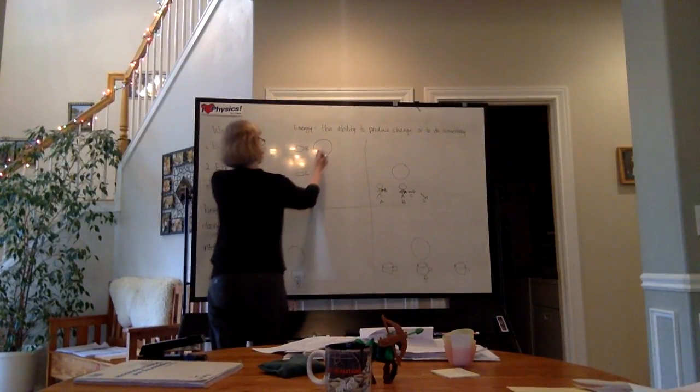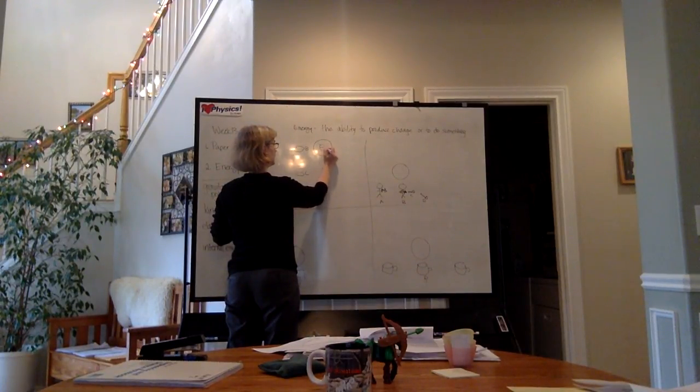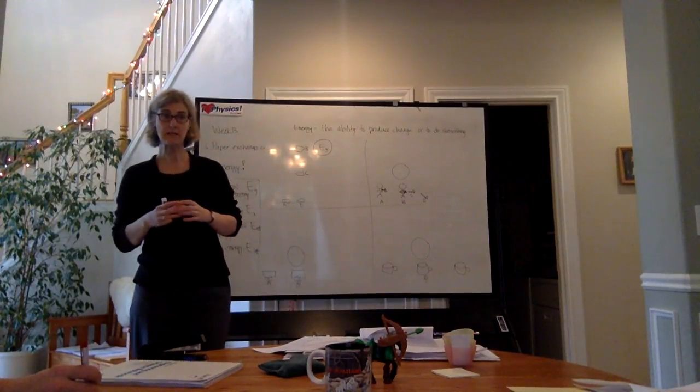So all we have is gravitational potential. The entire pie here, this is a pie chart, is EG. It's all stored as gravitational potential at that moment in time.